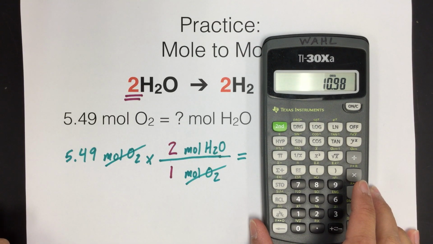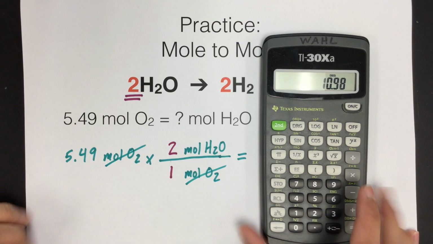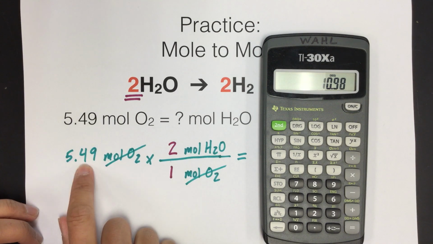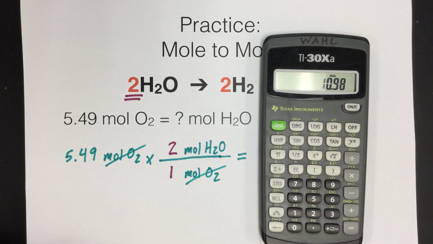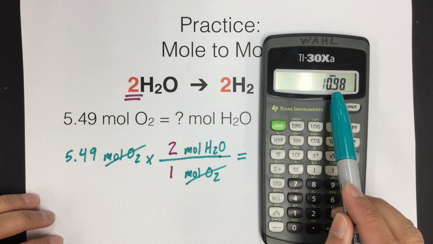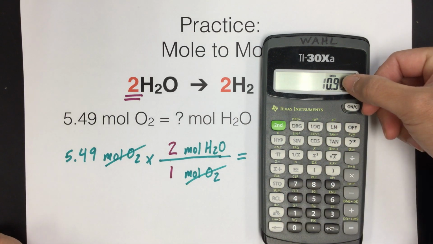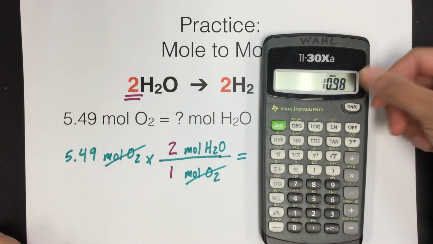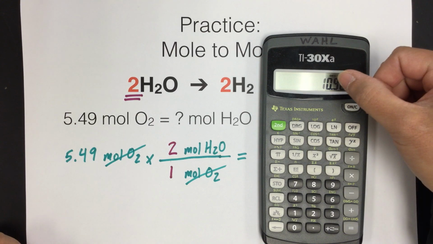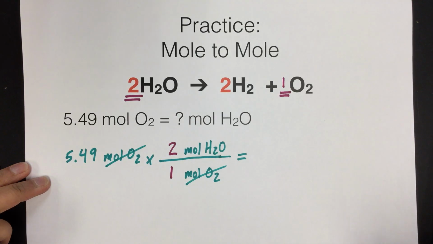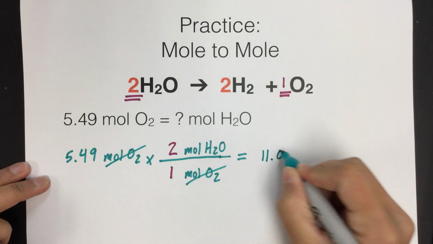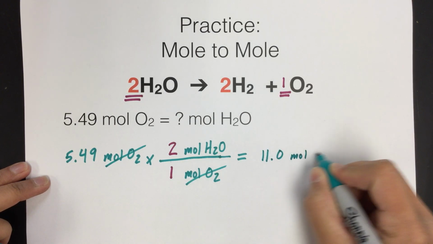equals this number, 10.98. But following sig fig rules, we did multiplication and division. So we're limited to 3 sig figs because there are 3 sig figs here. So this is going to be rounded to, if we cut this off after 1, 2, 3 sig figs, we need to cut it off after the 9, but there's an 8 there, so we need to round up. So it's going to be 11.0 to get to 3 sig figs. And the units are moles of H2O.